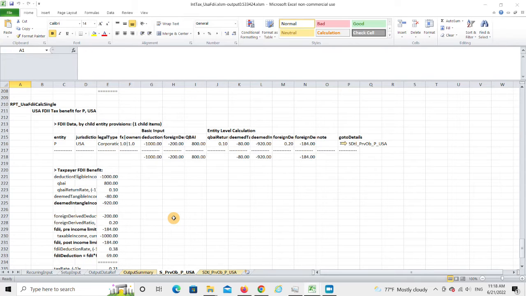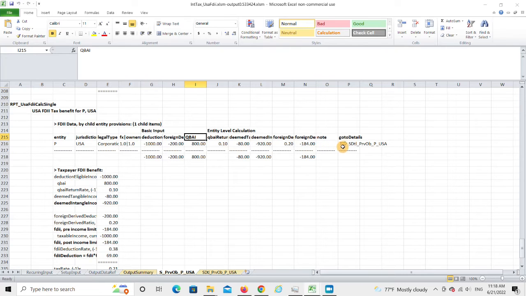Okay. So now at that, we have only one provision calculation. So a lot of the basic inputs for the FDII calculation is all from that one single provision. Okay, we have the deduction eligible income. Out of that, how much is foreign derived, and the QBAI, qualified business asset investment, which is tangible depreciable assets, is 800. Those numbers look very familiar.